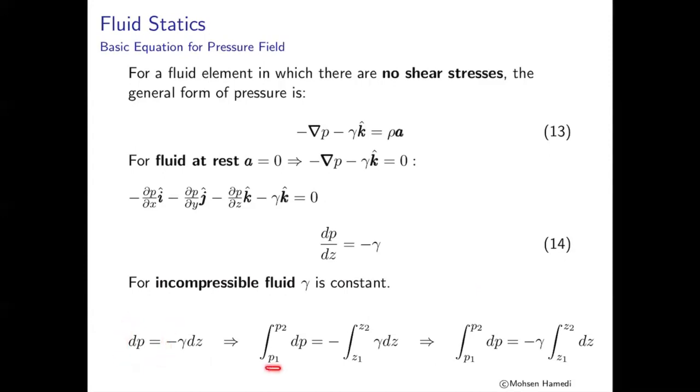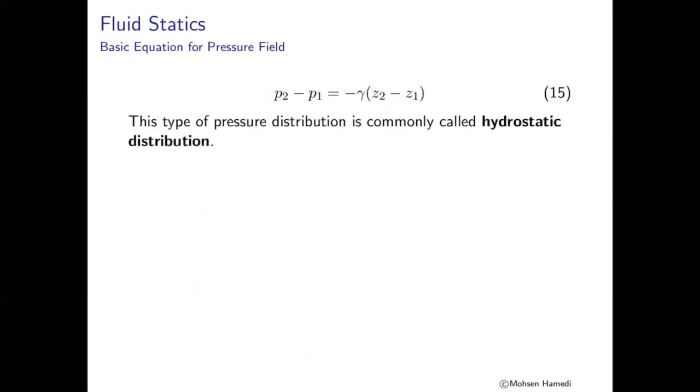So the integration between 2 points, P1 and P2, and here it's between those same 2 points, and since gamma is constant, we can take it out of the integration. So here this will be the equation that we have, and by solving the integration, we can find that P2 minus P1 is equal to minus gamma times Z2 minus Z1. And this type of pressure distribution is commonly called hydrostatic distribution. Static, since the acceleration is zero and the fluid is at rest.